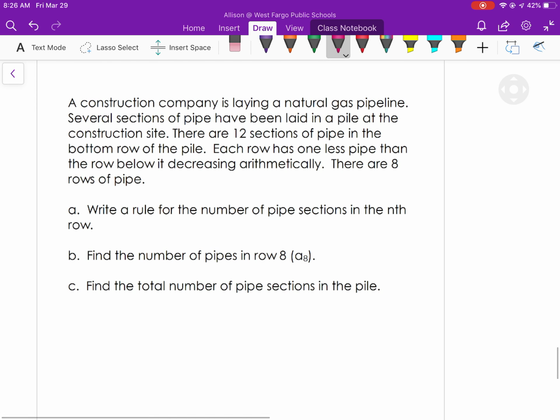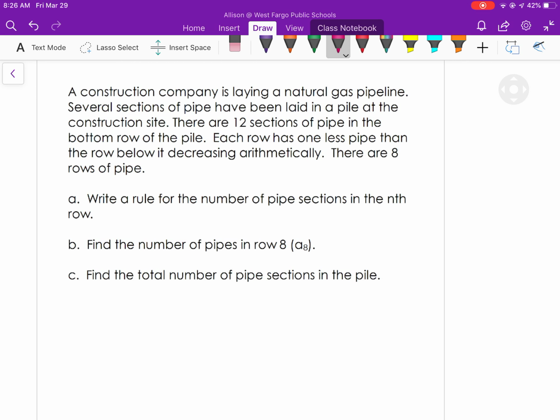Okay, when might we use an arithmetic series and a sum of an arithmetic series? So here's an example using an arithmetic series. A construction company is laying a natural gas pipeline. Several sections of the pipe have been laid in a pile at the construction site. There are 12 sections of pipe in the bottom row of the pile. Each row has one less pipe than the row below it, decreasing arithmetically. There are 8 rows of pipe. Write a rule for the number of pipe sections in the nth row. Find the number of pipes in row 8 and find the total number of pipe sections in the pile.